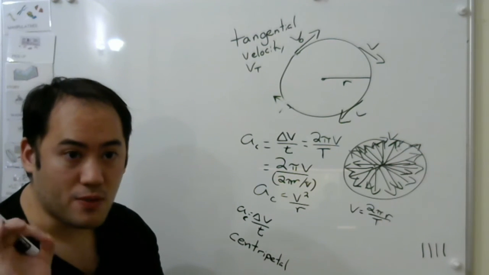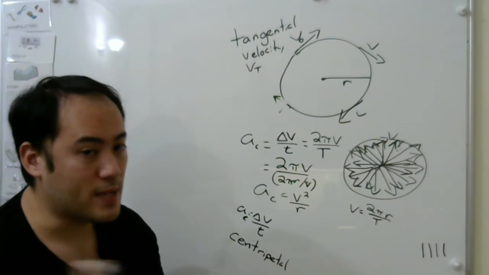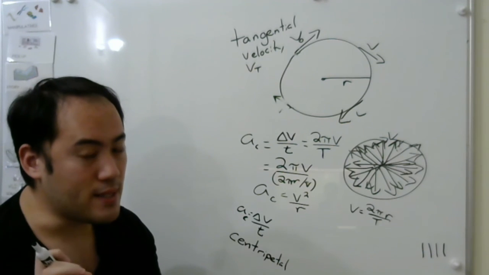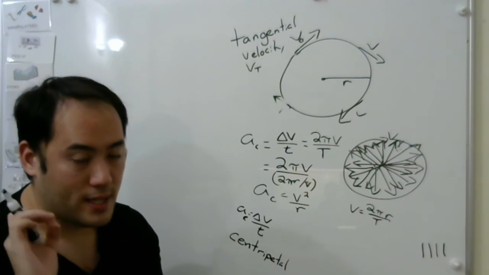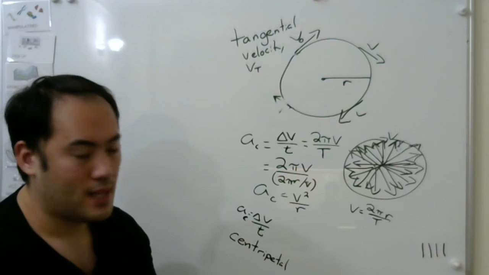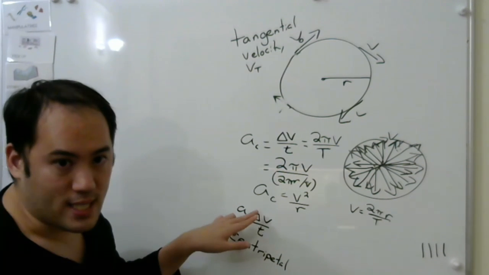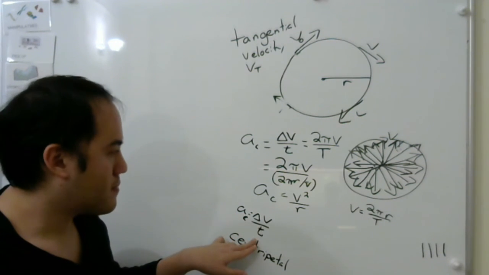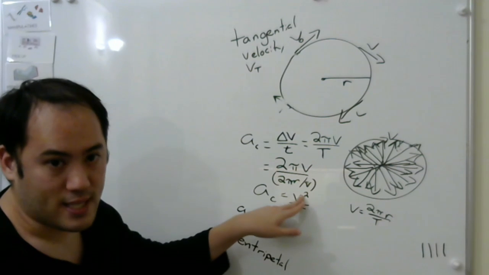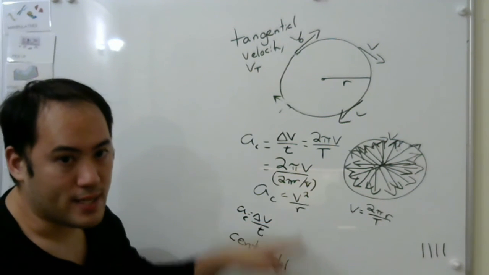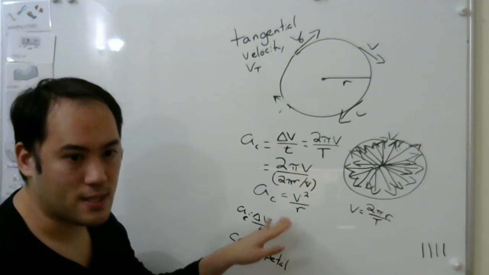An object moving in a circle is accelerating. It's not changing speed, changing direction, but it is changing velocity. And the rate of change of velocity with respect to time is that velocity squared divided by the radius. This is the form for centripetal acceleration.